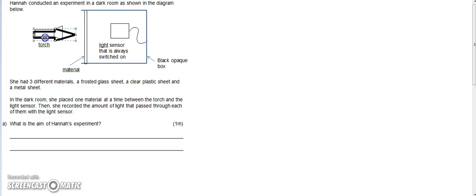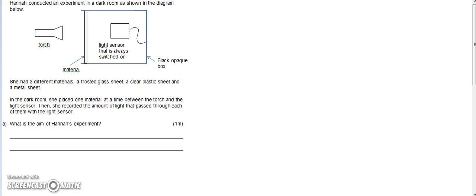So whether it passes through this material or not, it really depends on what? On how transparent the material is. So she had three different materials: a frosted glass sheet, a clear glass sheet, and a metal sheet.